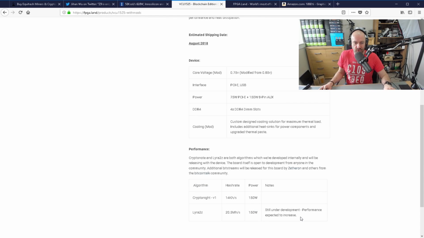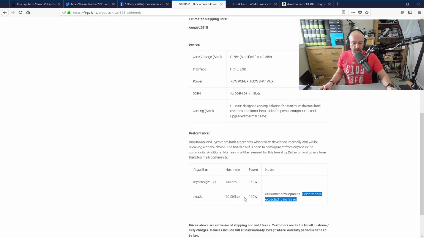Now, it does say here that performance is expected to increase, but for me, I would expect that hash rate to be higher. It is very efficient, so you are going to save on electricity, and that's always a good thing. But basically, if you had 5 of those getting the same power, you'd probably be talking 1,000 watts compared to 150 watts there. So you're really reducing your electricity bills, but you're only going to have Lyra2z or Cryptonight.